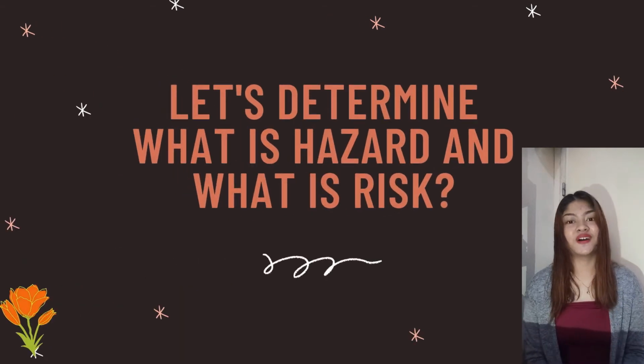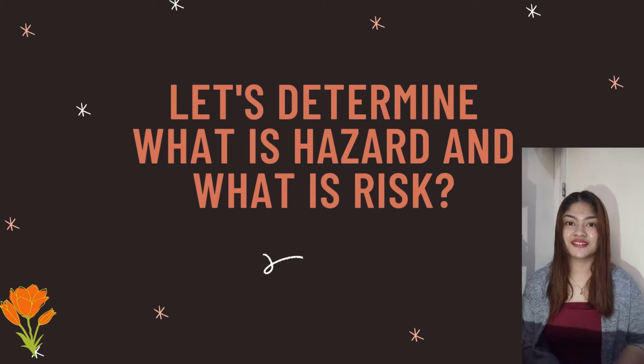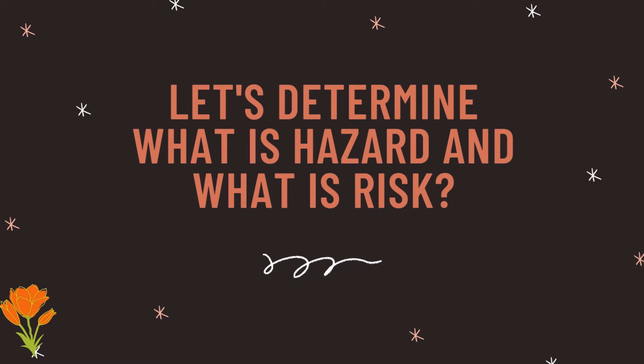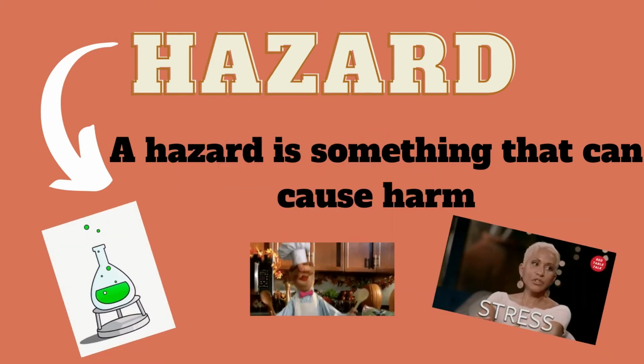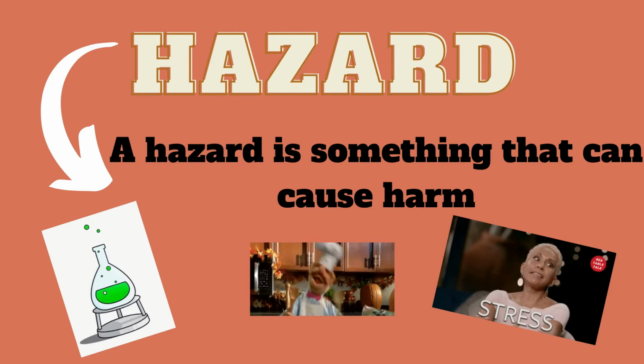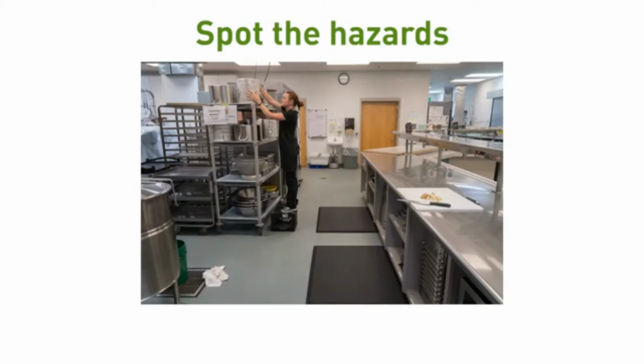Let us first know what is the difference between hazard and risk and what are their examples. Hazard. Hazard is something that can cause harm. There are types of hazard, which is biological, chemical, and physical hazard. Here are some examples of hazards, but first, spot the hazards.